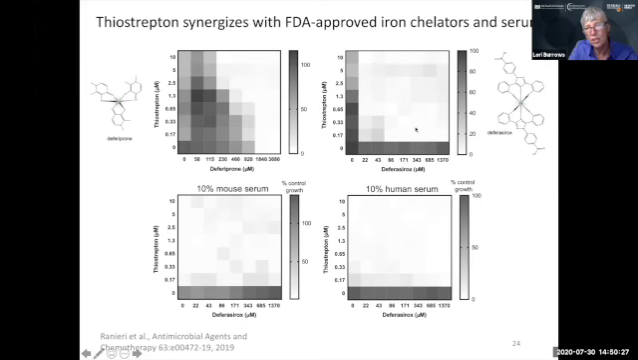So Deferasirox works really well. On its own, Deferasirox doesn't kill Pseudomonas, and on its own, Thiostrepton does not kill Pseudomonas, but combined, they are wicked. I love it.